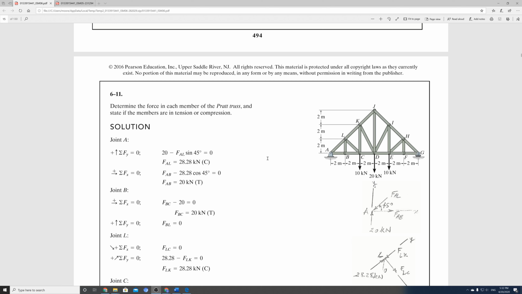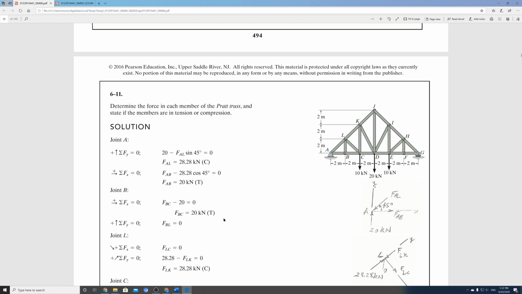All right, so now what that leaves us with in the x direction is FAB and then the x component of FAL, all right? So this gives me the x component of FAL, and here's FAB. And it's negative, of course, because it's going off to the left, the negative x direction, okay? So now we have FAB, all right?